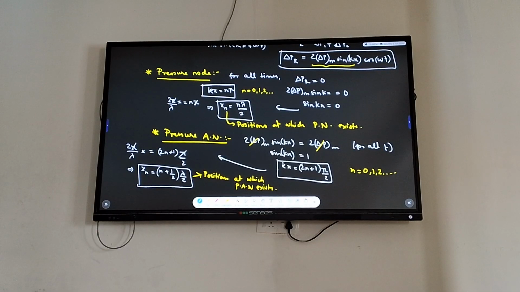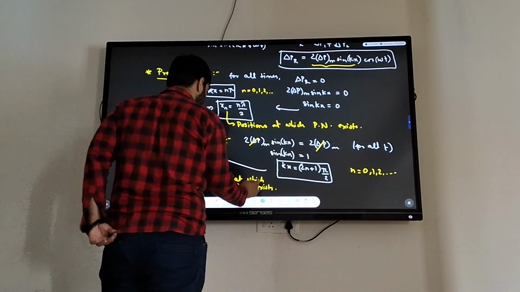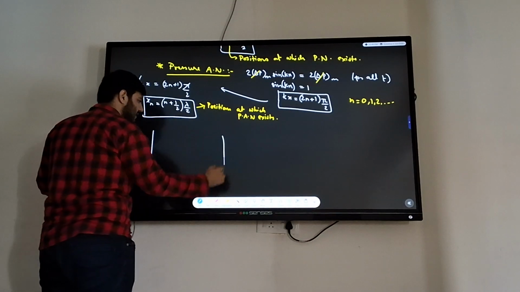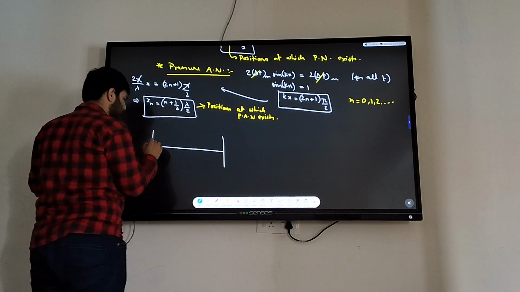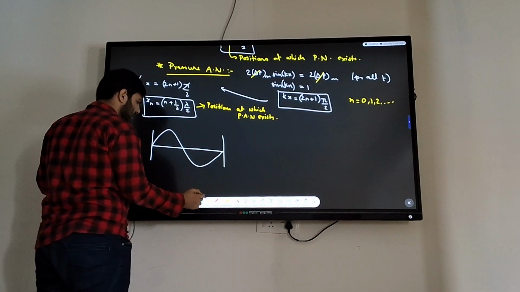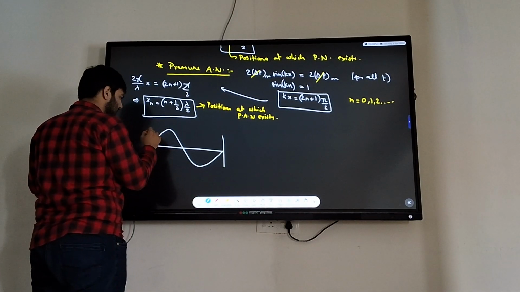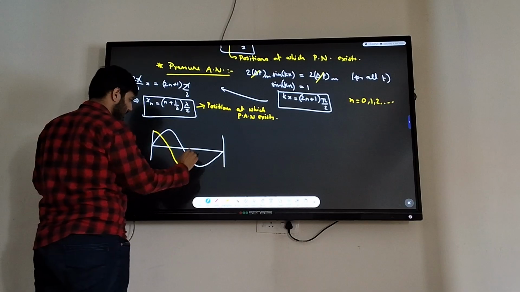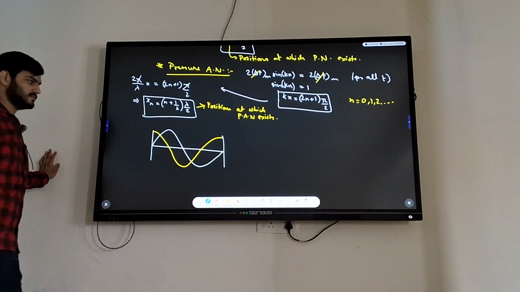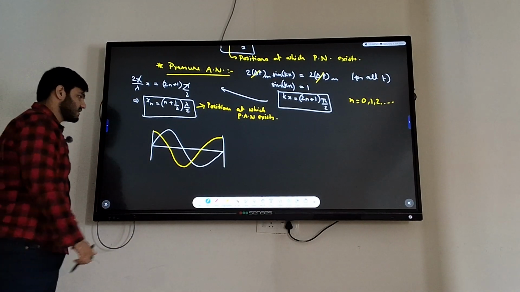Good. Now tell me this one thing. You already said it, but the main difference between a displacement wave and a pressure variation wave is that the phase difference is pi by 2. Yes or no? So if I were to make the graph, what will it look like? Let's say I have these two ends, and I have a sine like this and a cosine like this.